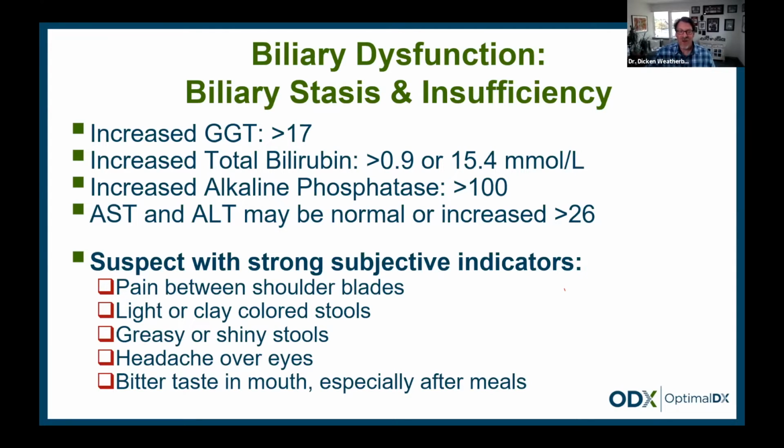So how can we look at the complete blood count and also the complete metabolic panel to tell whether or not a patient might be moving in that direction? Well, the GGT levels will be starting to increase above 17. Bilirubin levels will start to go up above 9. You're starting to see your alkaline phosphatase level go up above 100. And your AST and ALT may be normal or increased above 26.